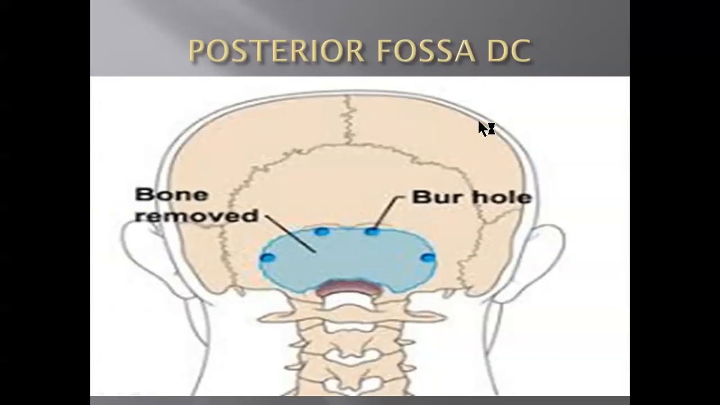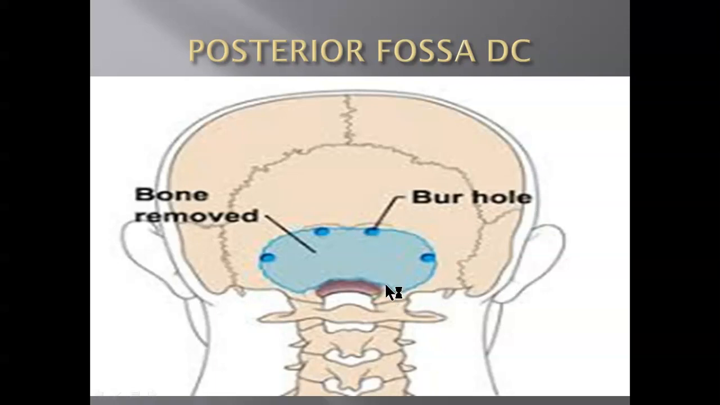Now, posterior fossa decompressive craniectomy would be done, suppose there's an infarction in the posterior cerebellum over there. In that case, we will take out the skin flap. Here we can see the skin incision. Skin incision, of course, will be midline over here like this. With the retractors, we will take out the skin bilaterally on that side and that side.